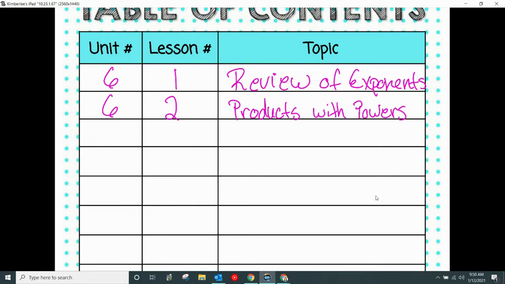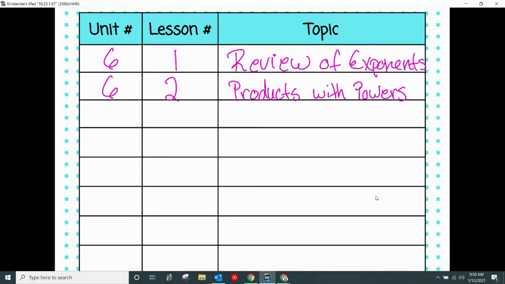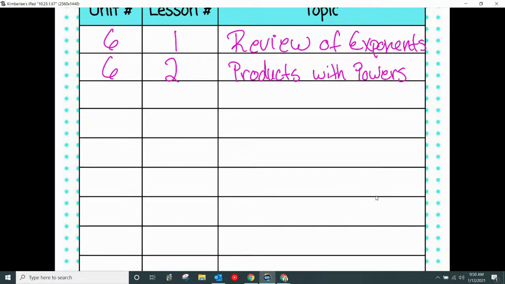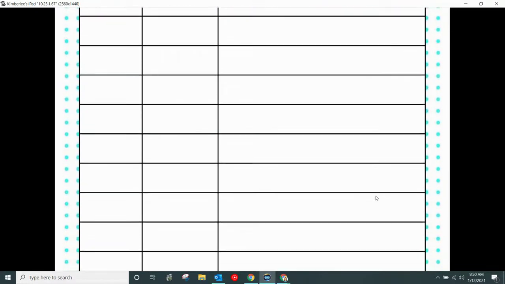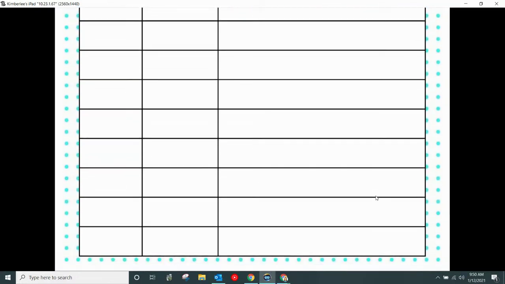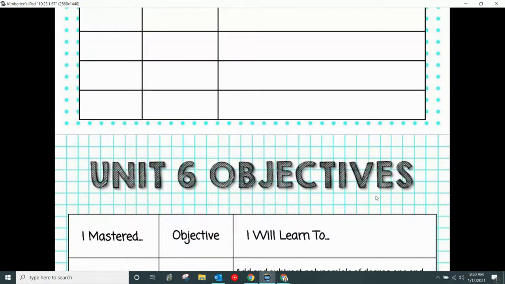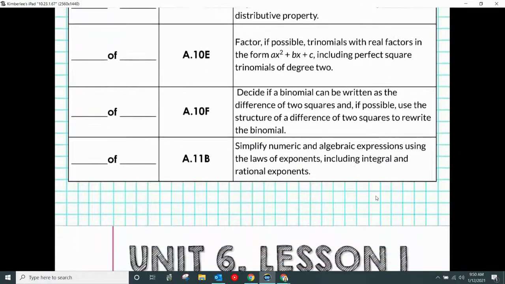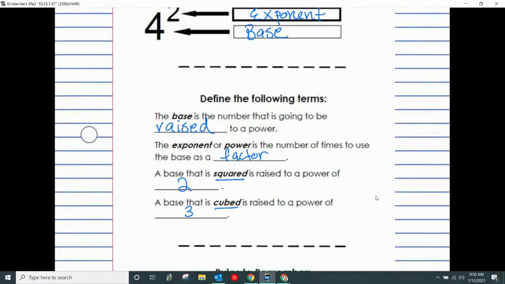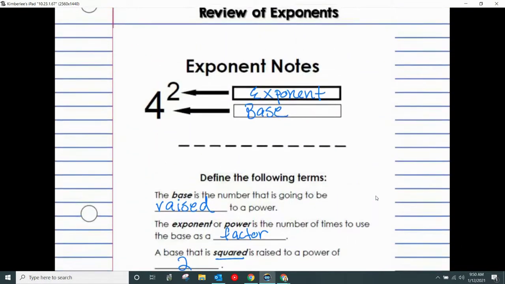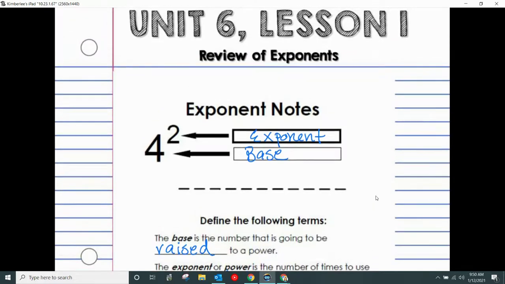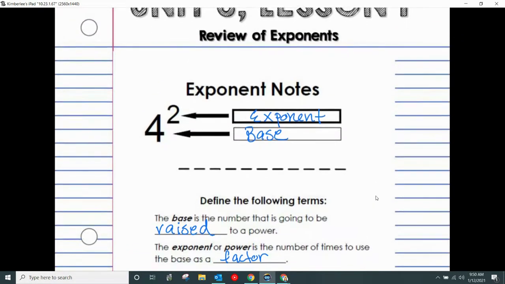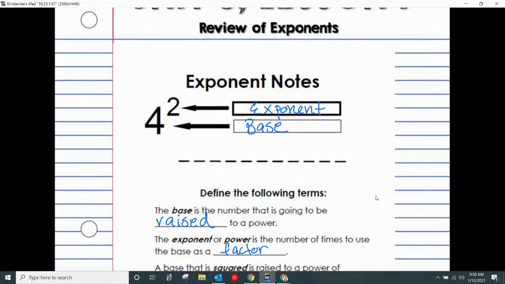Okay, so there's your table of contents. You can type this into the slides if you want. Or if you printed it out and you just want to keep them in a 3-ring binder or something, that's fine. Okay, so here are our notes from yesterday. Unit 6, Lesson 1, that's our notes that we filled in yesterday. So then we're going to go down to Unit 6, Lesson 2.